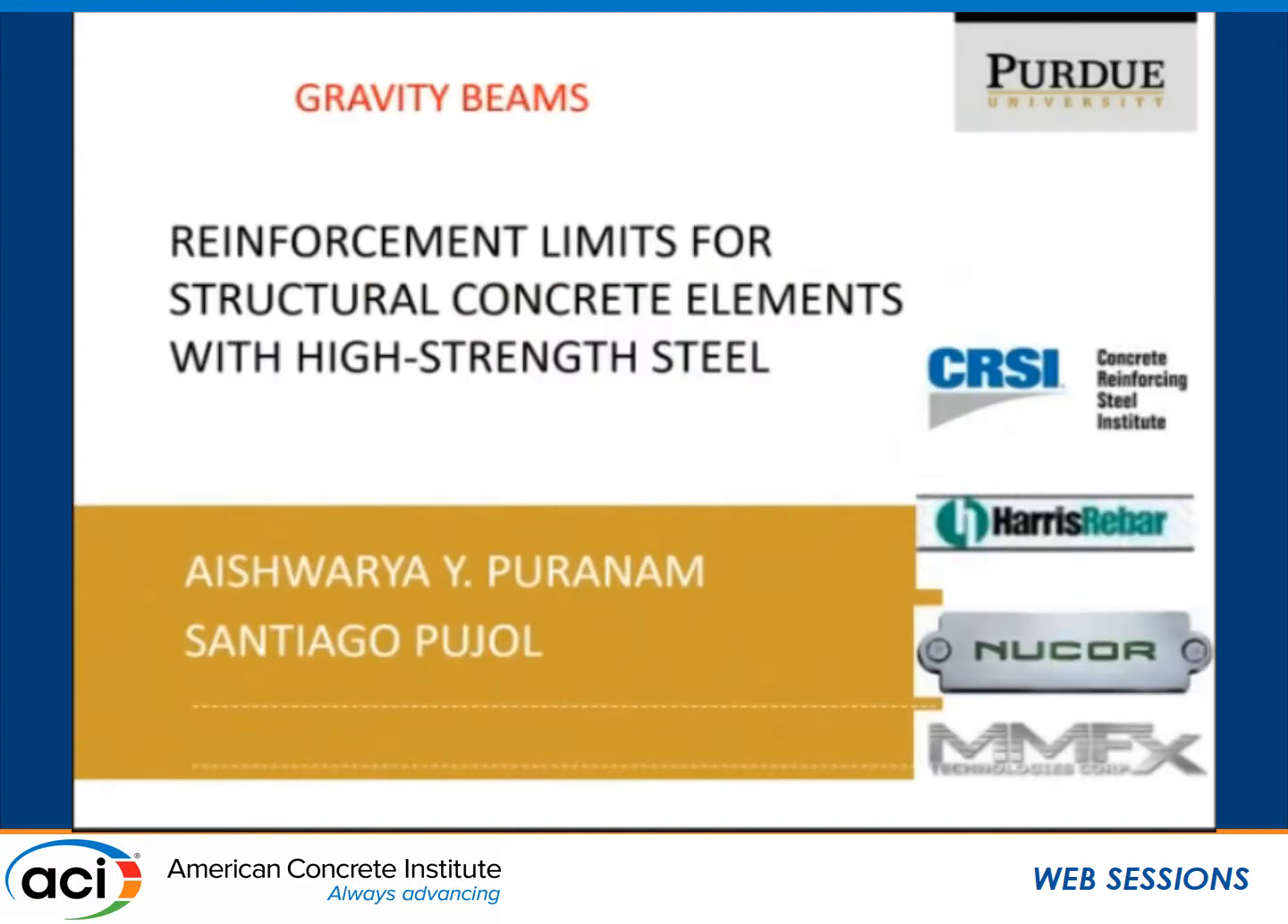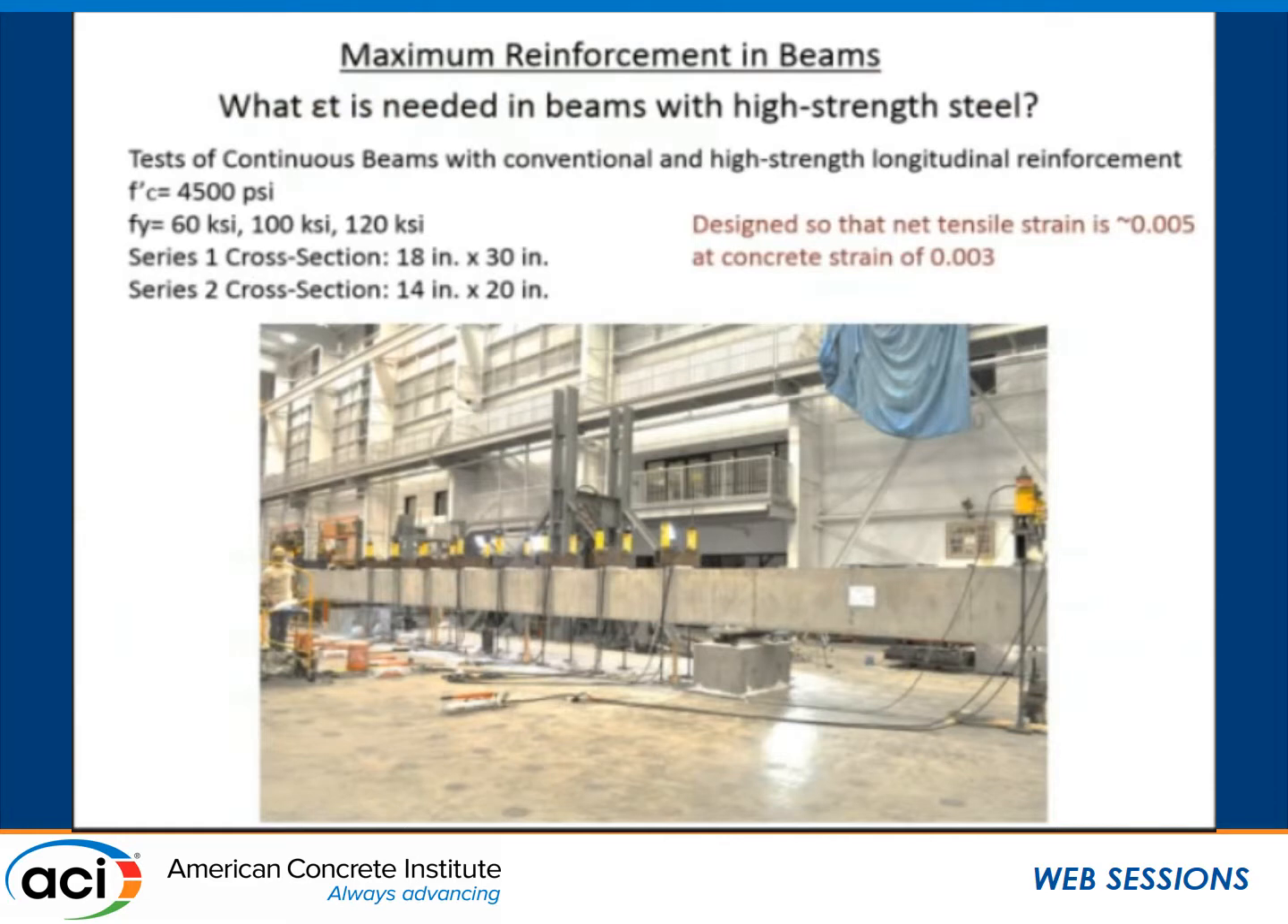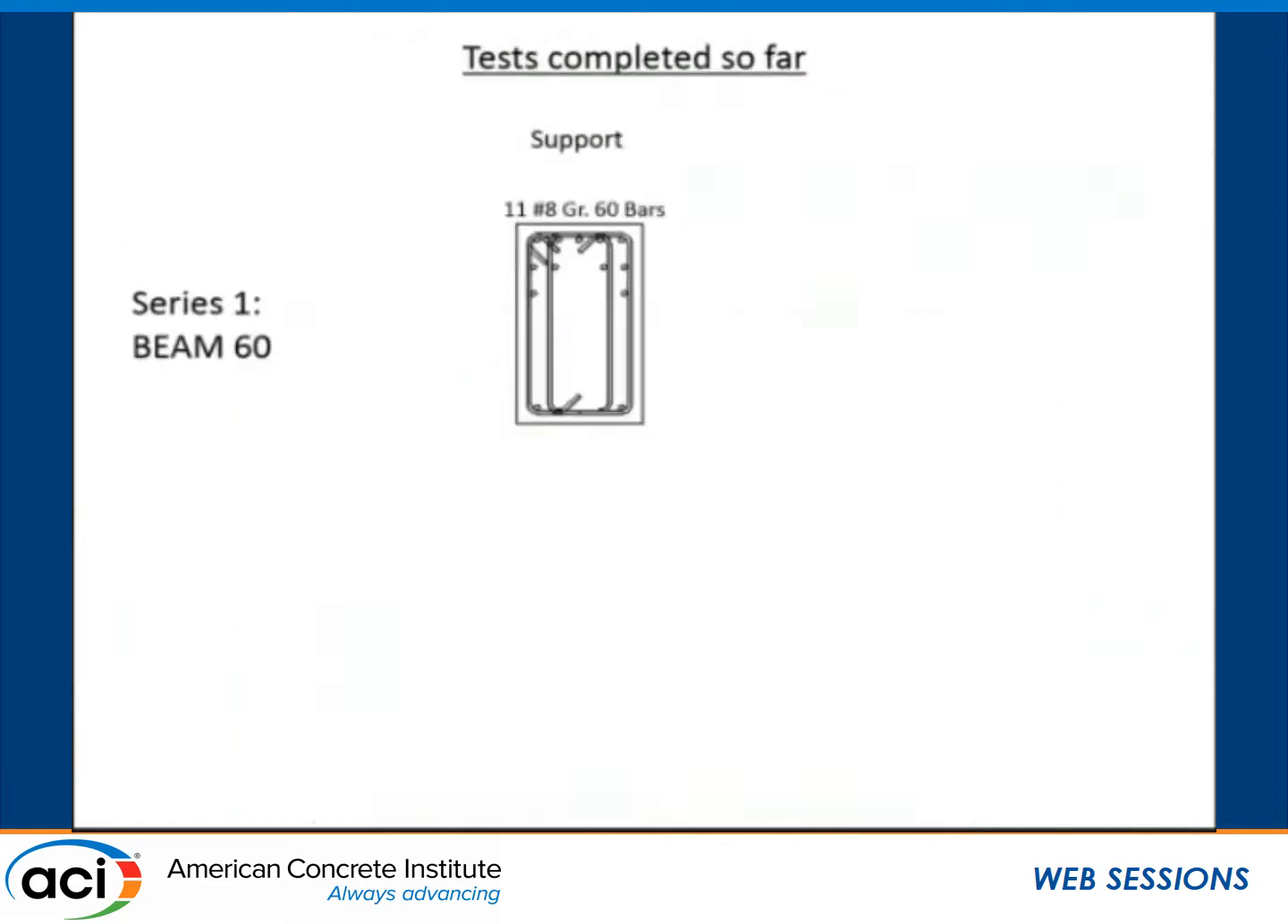Another study looking at gravity beams, this one at Purdue. They're also looking at moment redistribution. Those bars are less ductile, they have different behavior. Can we allow moment redistribution across big spans? So they looked at this. This is a continuous beam tested there.